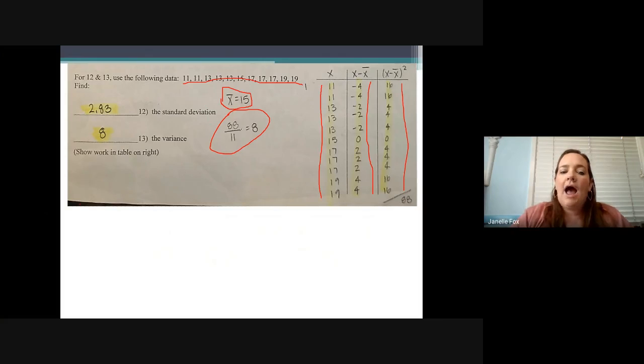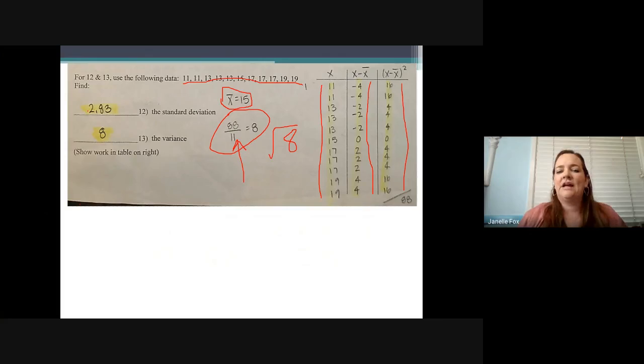Okay, so to do 88, I have to do 88 divided by 11. So now I'm back up to this step right here, and that gives me 8 for the variance. And then I went ahead and took the square root of 8, and the square root of 8 gave me about 2.83 for the standard deviation.